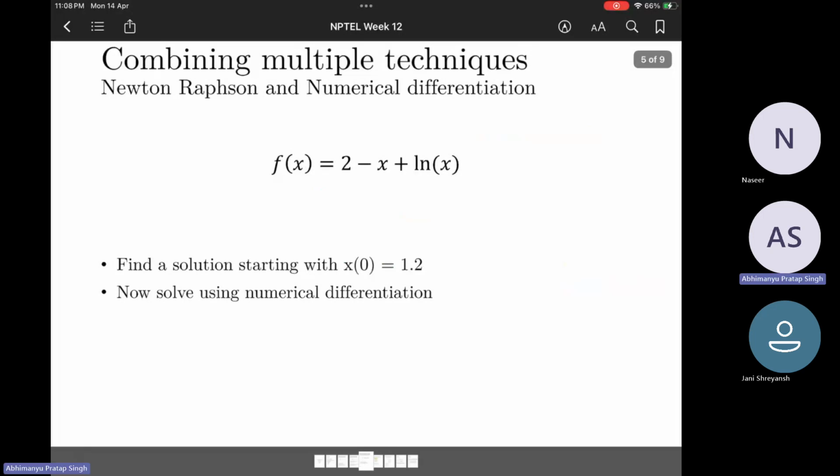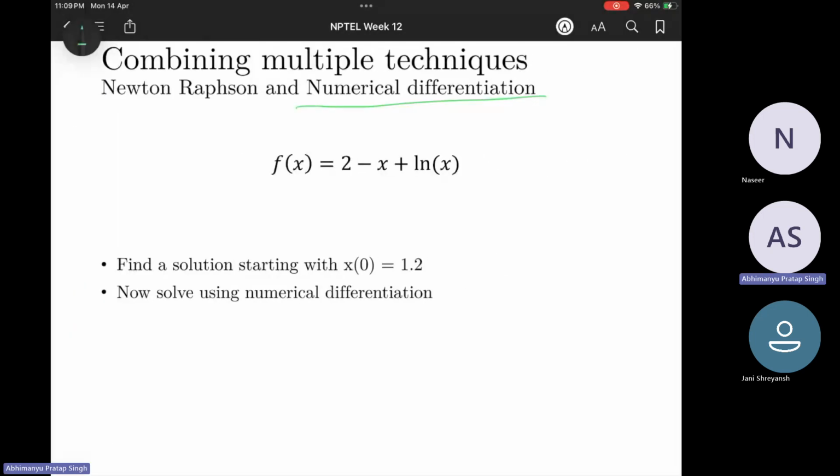The next problem is the Newton-Raphson method with numerical differentiation. The problem that we are seeing right here is a simple problem, so we can easily find the analytical derivative for it. But sometimes you have a system of functions where it's very difficult to find the analytical Jacobian of that system. So there the numerical differentiation is actually pretty convenient.